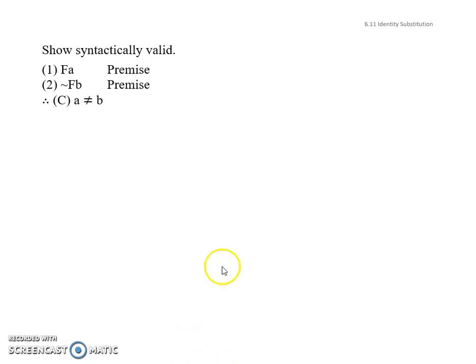Alright, Logic fans, welcome back to our third video on 6.11 Identity Substitution. We're exploring the intricacies of this new identity rule and syntactic rule, and this is about as advanced as things get for us in the course.